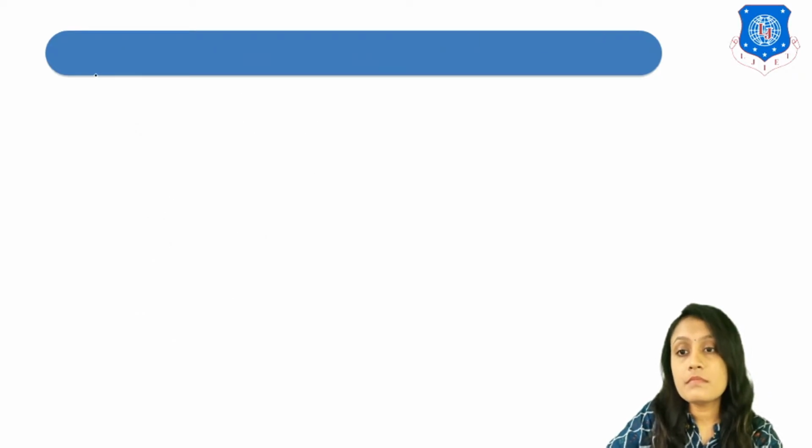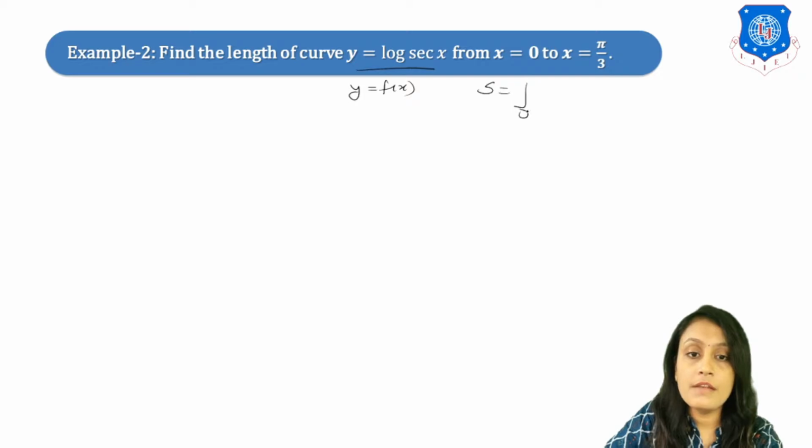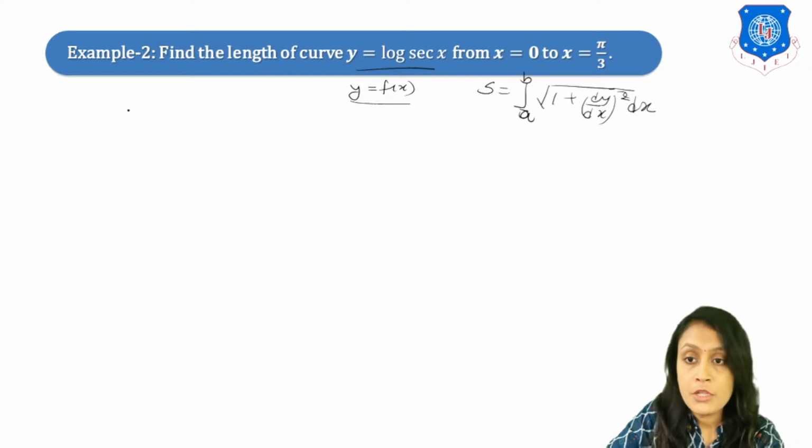Alright, now let's solve one more example. Find the length of the curve y is equal to log sec x from x is equal to 0 to x is equal to pi by 3. Now you can see that the question is given in the form y is equal to f of x. So whenever the question is given in this form, we will find arc length using integration a to b under root 1 plus dy by dx whole square dx. Here y is given, that is log sec x.